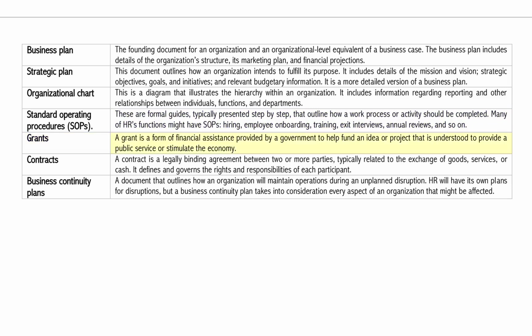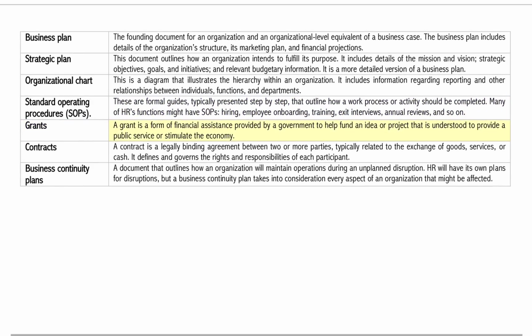Grants. A grant is a form of financial assistance provided by a government to help fund an idea or project that is understood to provide a public service or stimulate the economy. Contracts. A contract is a legally binding agreement between two or more parties, typically related to the exchange of goods, services, or cash. It defines and governs the rights and responsibilities of each participant.